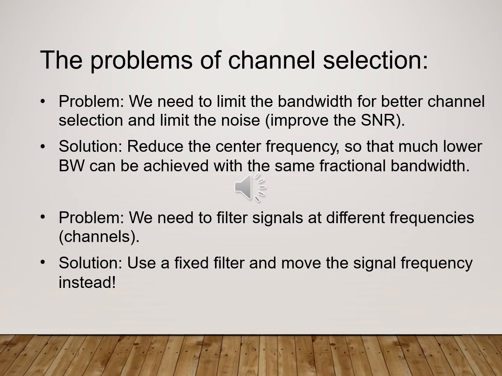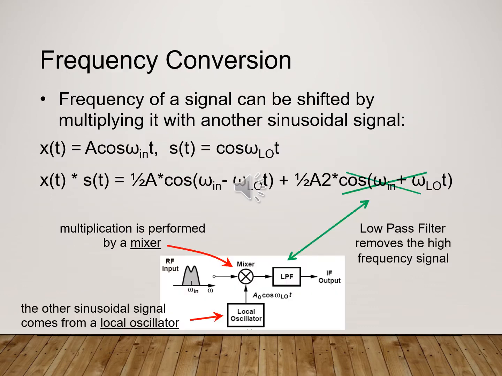The solution for the second problem is to use a fixed filter and move the signal frequency instead. This is what we call the mixer process, where we have what we call an intermediate frequency. We convert or transform the RF frequency using the local frequency to always get a constant frequency, which we call the intermediate frequency. Mixer, or multiplier, conversion or frequency conversion.